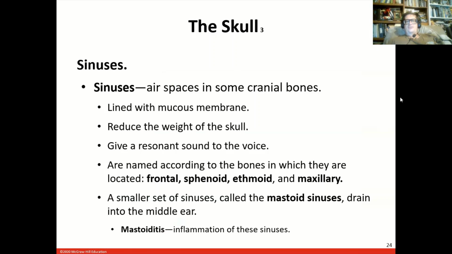All right, so sinuses are air spaces, and they're lined in mucous membrane, mucosa. Because there are these holes, these spaces in the skull, they make the skull weigh less, and they also are spaces that the air bounces around in when you speak. Part of the sound of your voice is from air reverberating inside the sinuses.